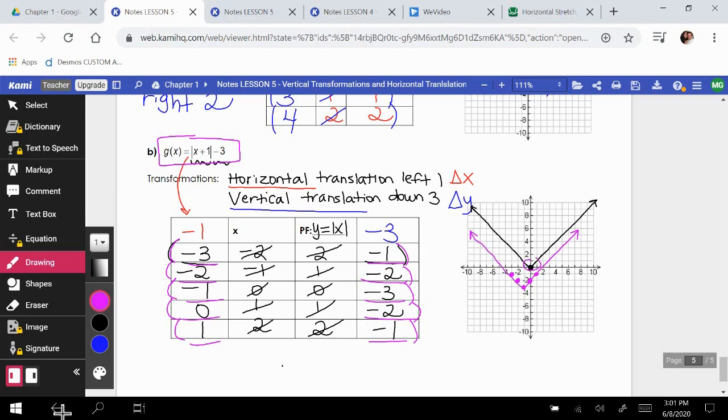Doesn't it look like I took my origin and I moved it to the left and then down? Doesn't it look like we moved the origin left and down? Really, you should be able to take any point on the original function and move it left 1 and down 3, and you should end up with a point on the new graph. That's how you know you did it correctly.